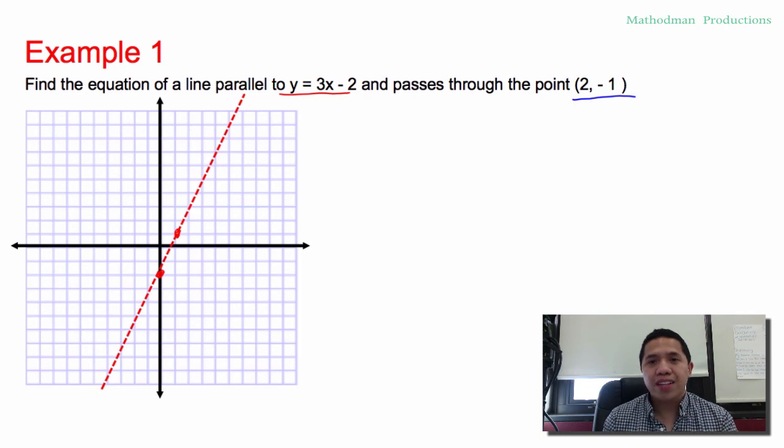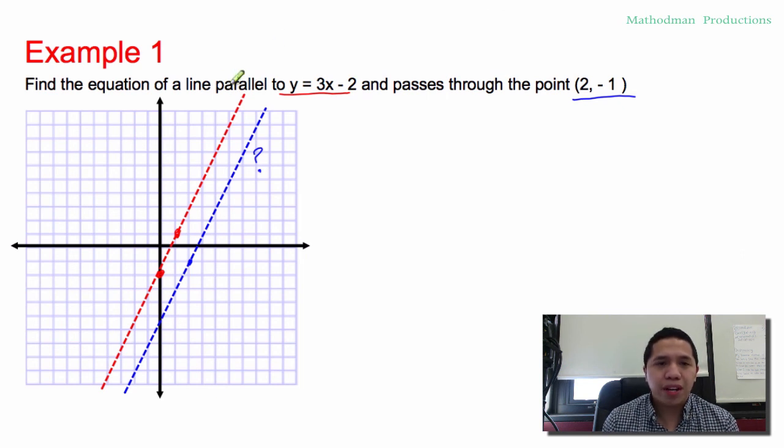There's another line that passes through the point 2 and negative 1. So we don't know what the equation of that line is, and that's what we're trying to find out. What is the equation of that blue line right here? We don't know, but we have clues to figure it out. The first clue is that they are parallel. If they are parallel, then you know that these two lines have the same slope. So we know that this blue line has to have the same slope as the red one, which is 3.